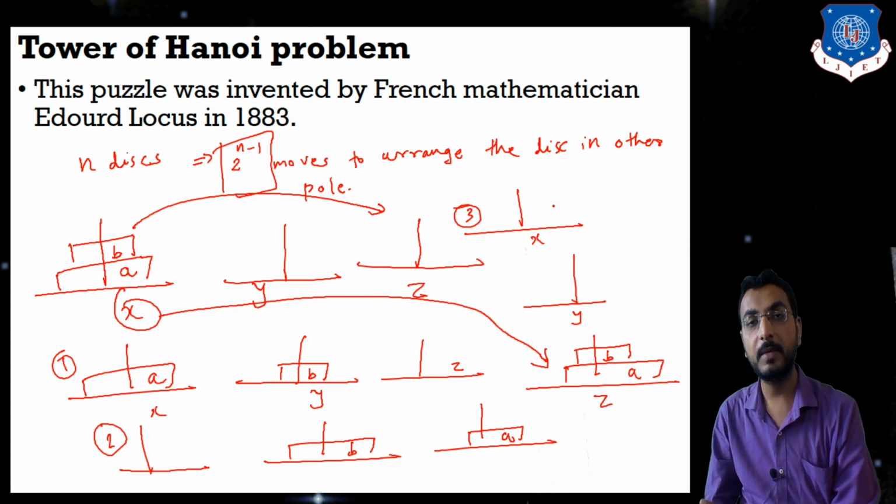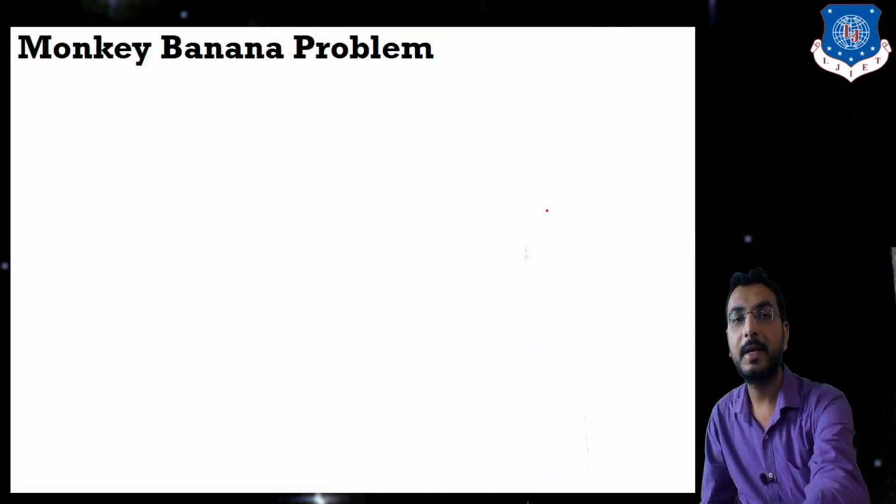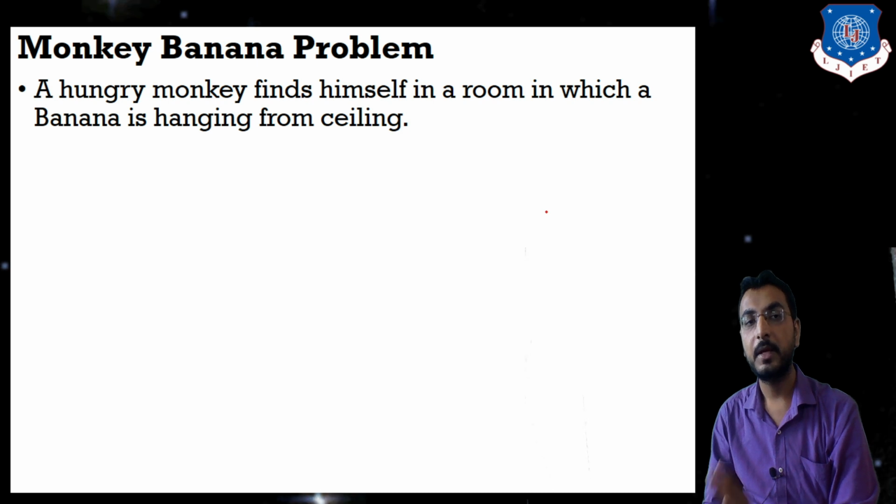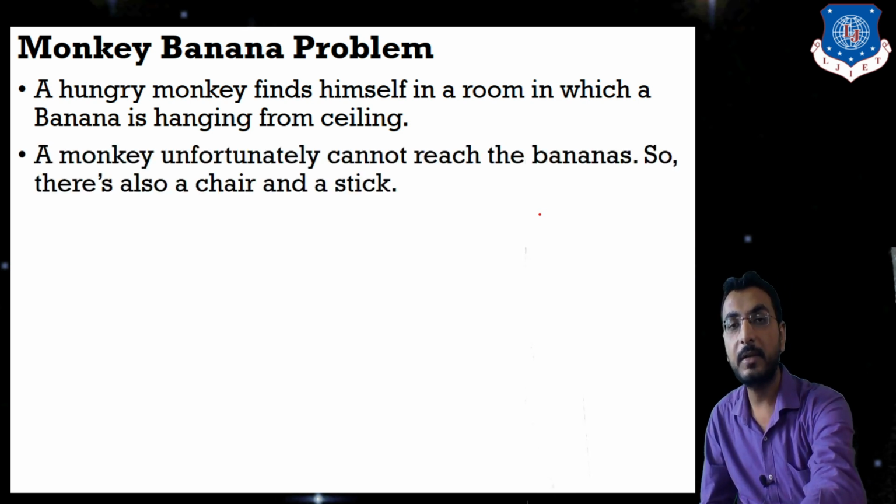Why are we studying these problems in artificial intelligence? Because if we want to solve this problem with a robot, or in a machine, then we must train that machine to answer this type of question. So let's say the last problem is the monkey banana problem. In the monkey banana problem, one hungry monkey finds himself in a room in which a banana is hanging from the ceiling. Now the monkey wants to eat that banana, but the banana is at some height, so the monkey will not be able to reach it.